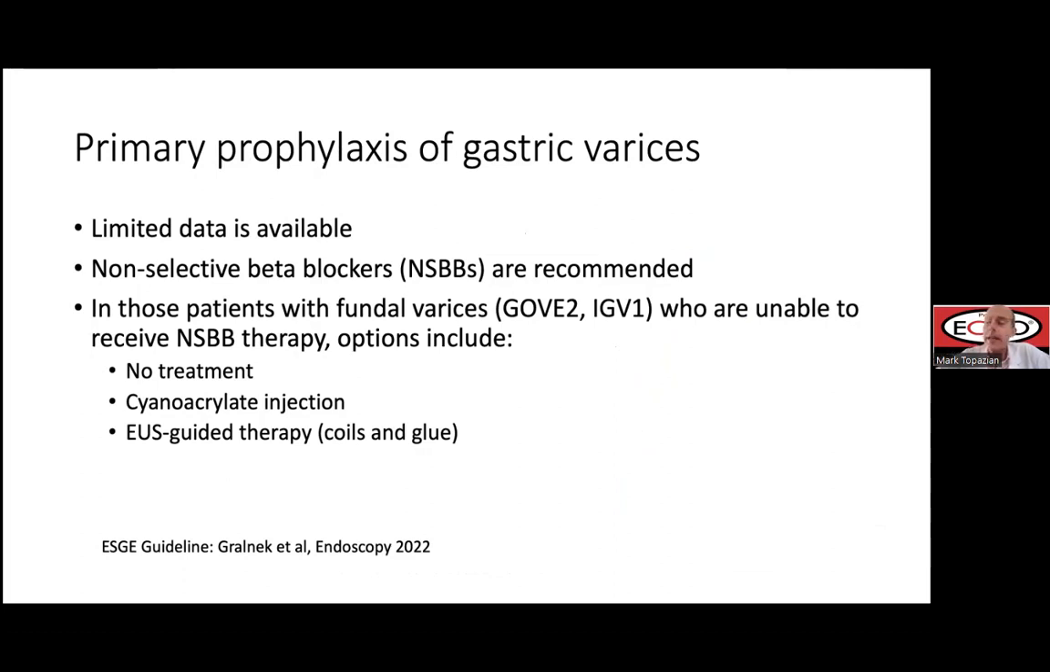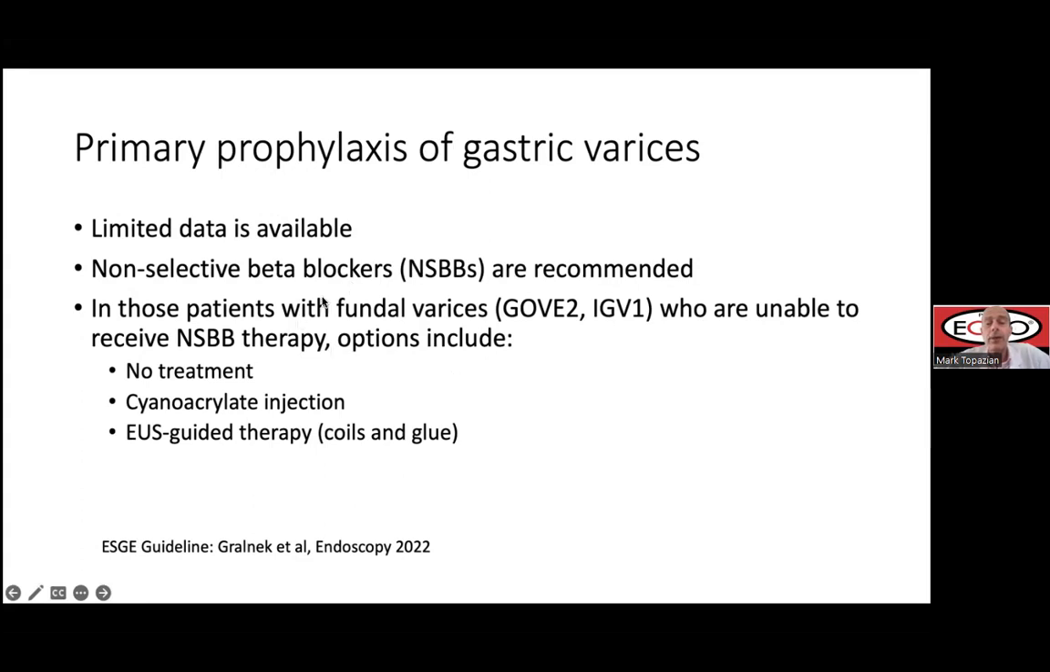What I'm now showing you is from a really nice review from the European Society of GI Endoscopy, published just last year in Endoscopy, where they went over all the data about treatment of varices. They said that for primary prophylaxis of gastric varices, this is treatment of those who have never had hemorrhage, there's very limited data available. We really don't have randomized, properly sized controlled trials to tell us what to do in these patients. But non-selective beta blockers are recommended.